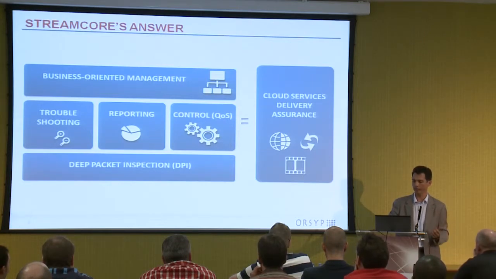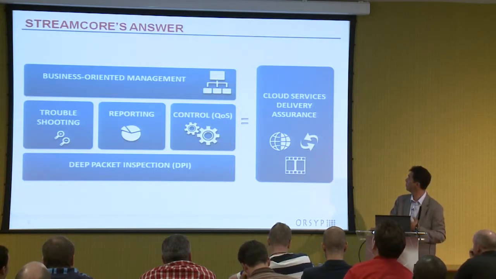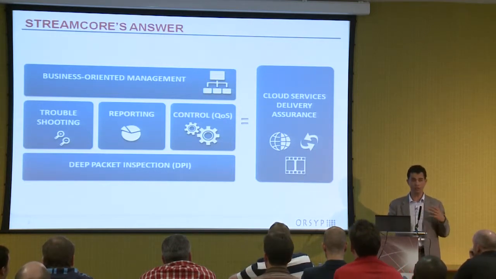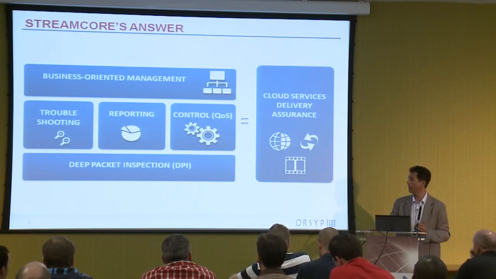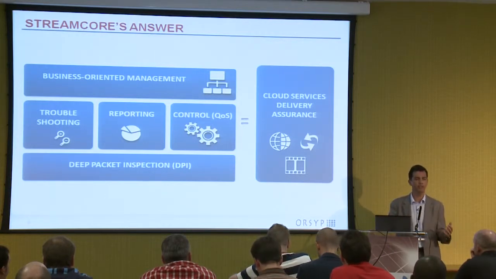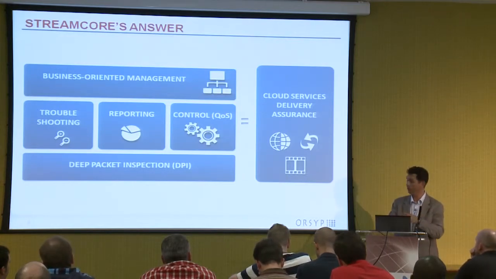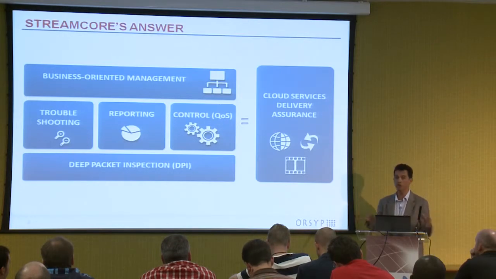What STREAMCORE will bring is what we call cloud service delivery assurance. It's the ability to guarantee the level of service you're going to deliver to your user. How are we doing that? We rely on a brick that is the DPI, Deep Packet Inspection. We will recognize traffic, split traffic, and categorize traffic on different levels. Even if it's encrypted, we will detect encrypted traffic and split the traffic among the different applications you may have.